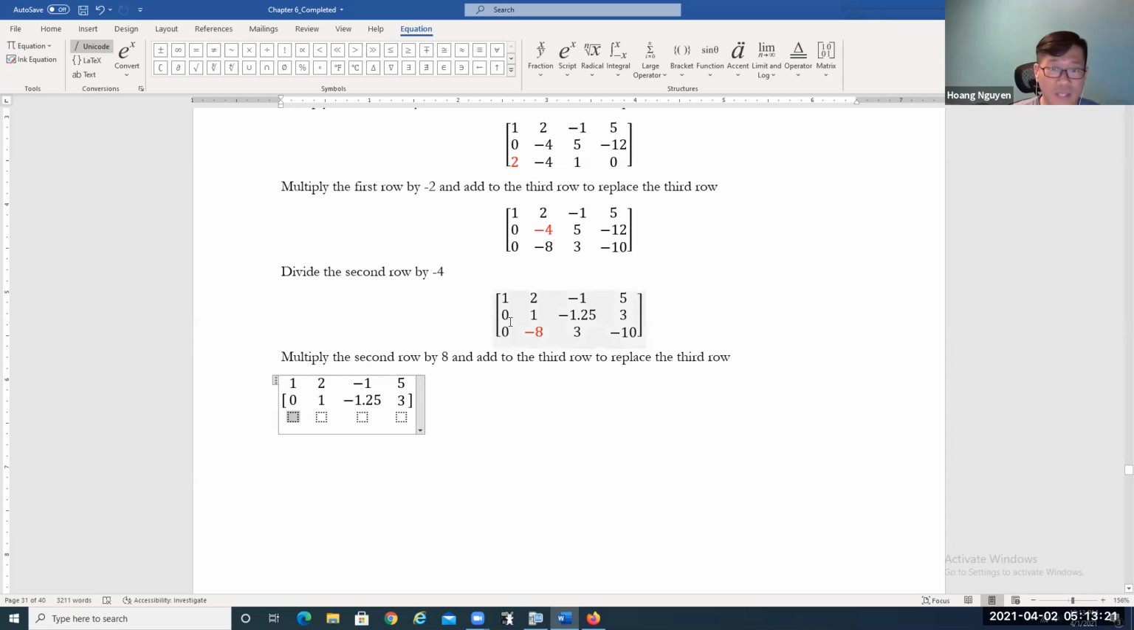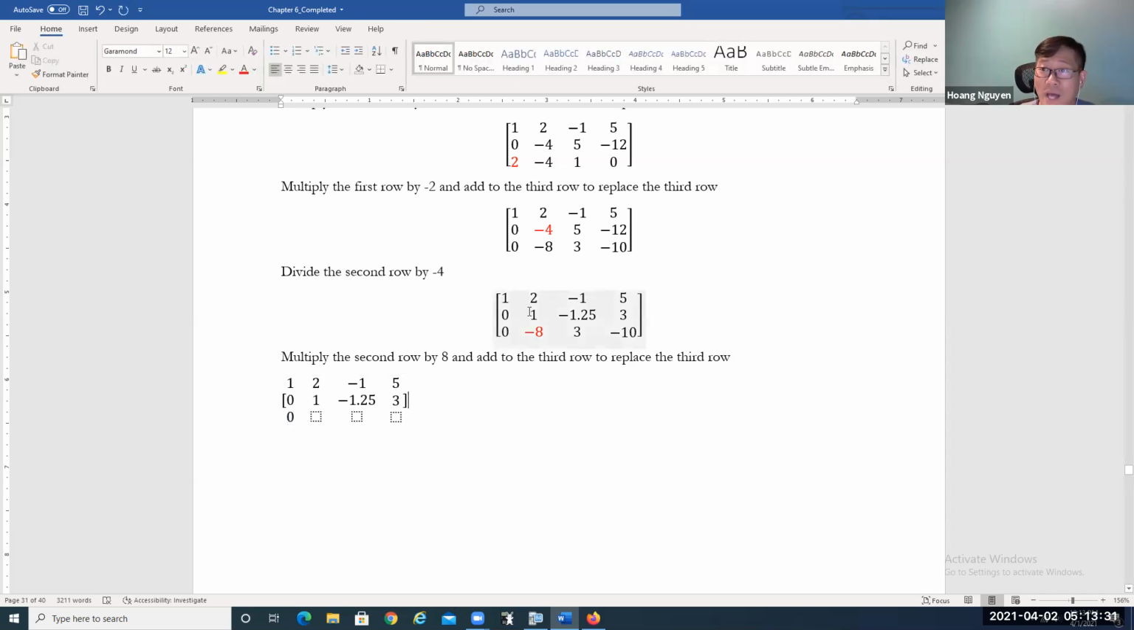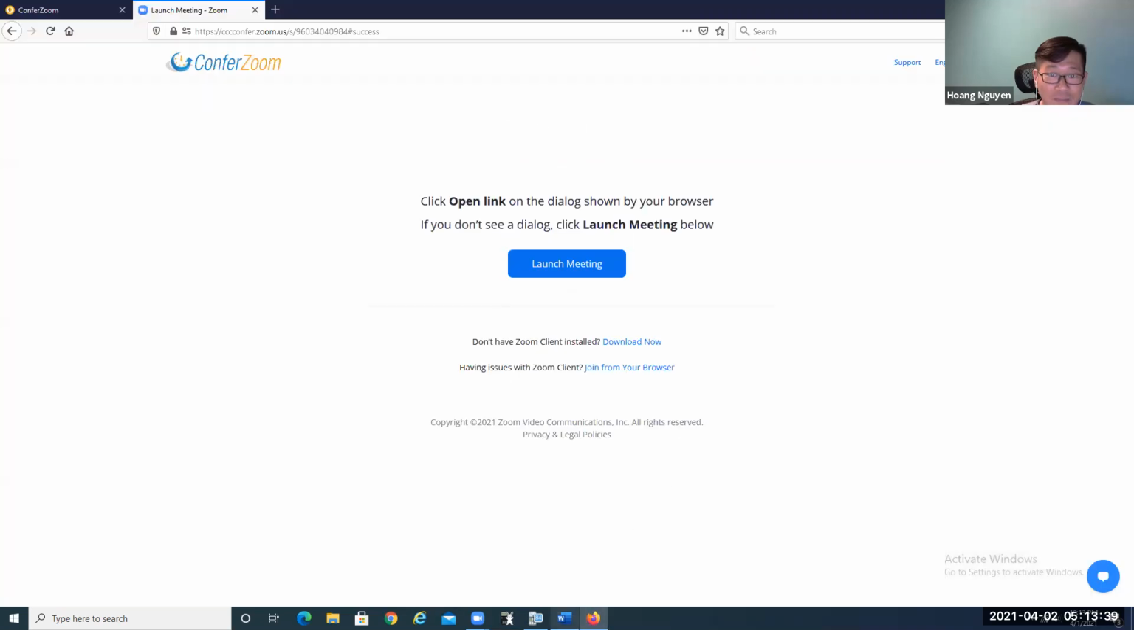We multiply the second row by 8 and we add it to the third row. So 8 times 0 is 0 plus a 0, so that's just a 0. 8 times 1 is 8 plus a negative 8. That's going to give you a 0. Now we might need to multiply this.